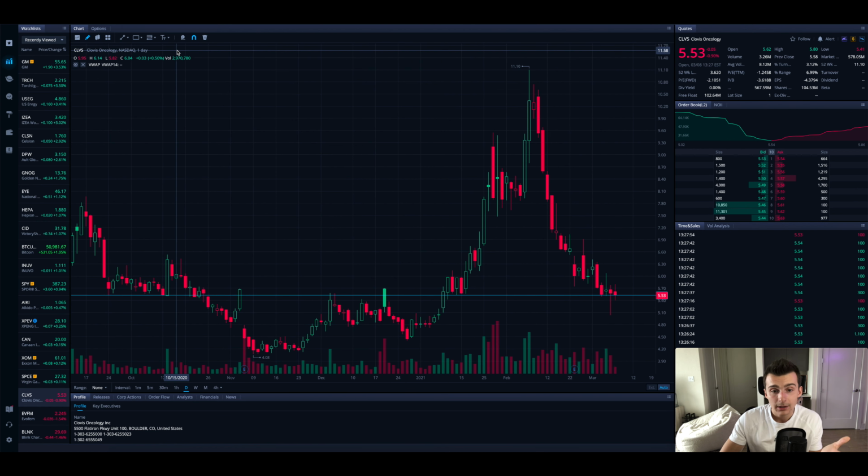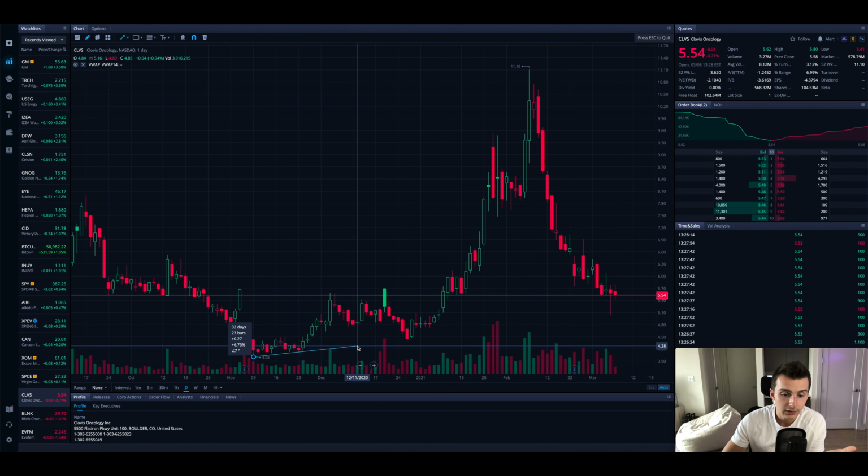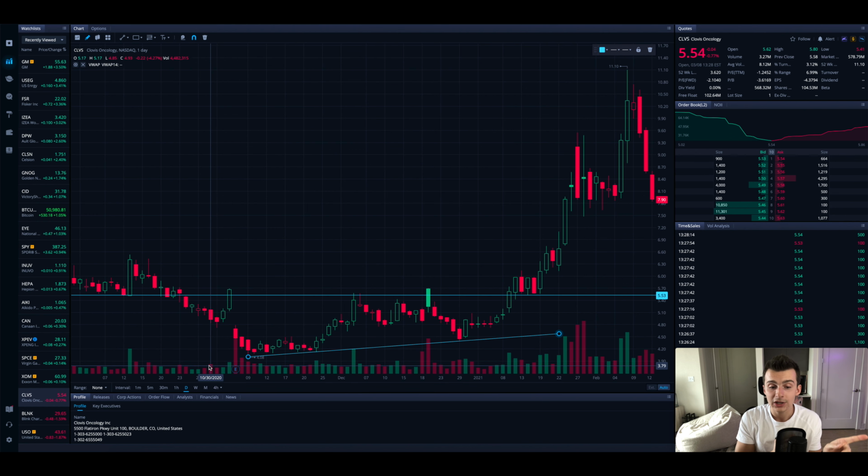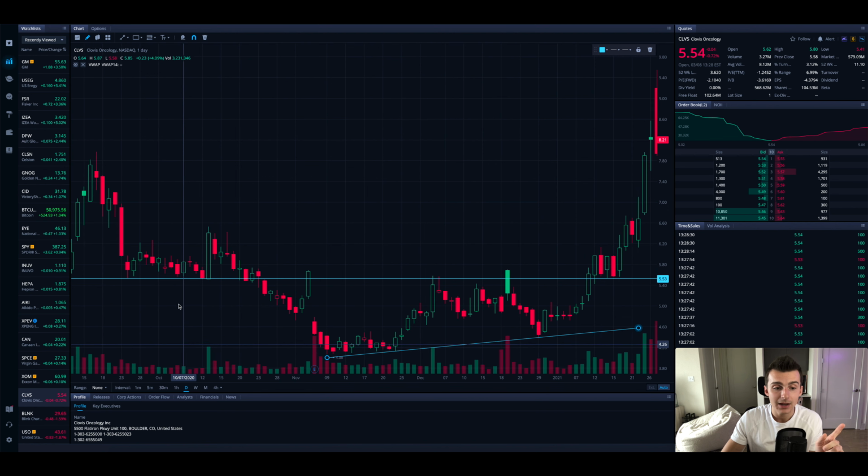Now, if I was to go back on CLVS, we can see a couple different patterns here. I can even draw in another trend line right here showing us that we have found support down around this level. So take a look at this. A couple hits to this trend line have shown bottom support here down towards $4 and down towards $4.50 back in here.